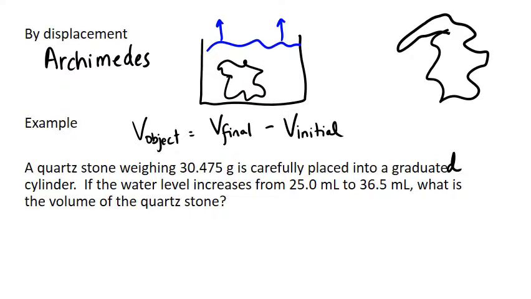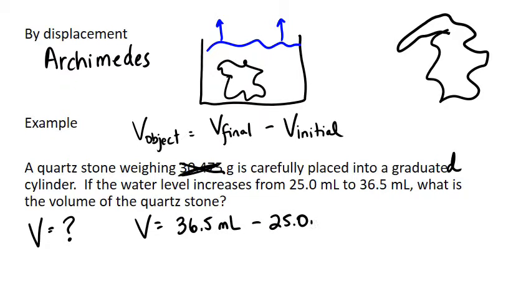We're being asked to find the volume. And I know that my water level started out at 25 milliliters and increased to 36.5 milliliters. I absolutely, at this point, do not care anything about the mass of that quartz stone. So I actually don't even need that number of 30.475. What I do need to know is the difference between 36.5 milliliters and 25 milliliters. And we know that the answer to that, if we check our math, is 16.5 milliliters.